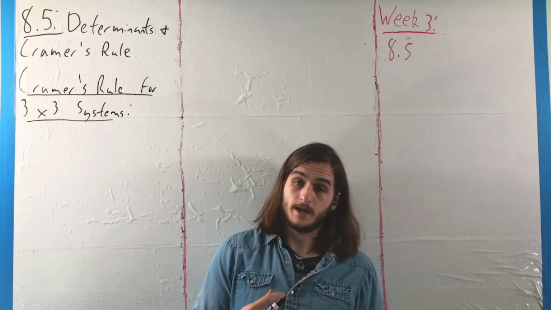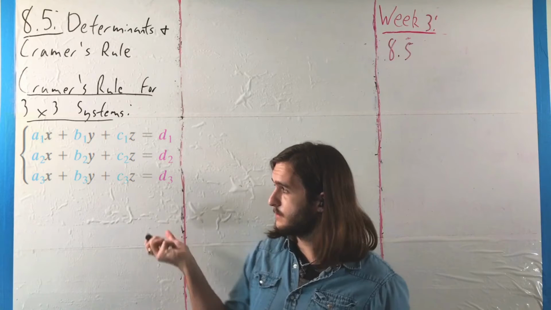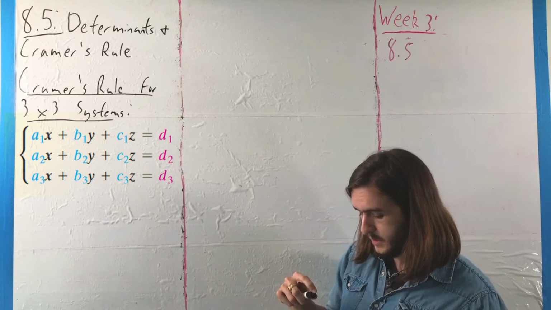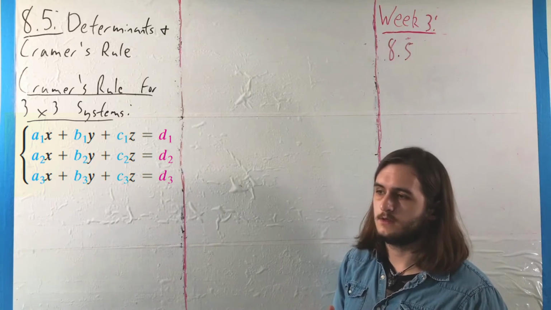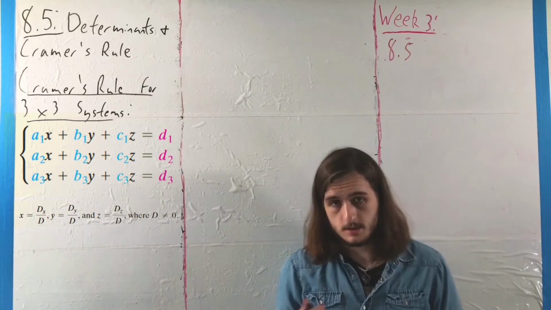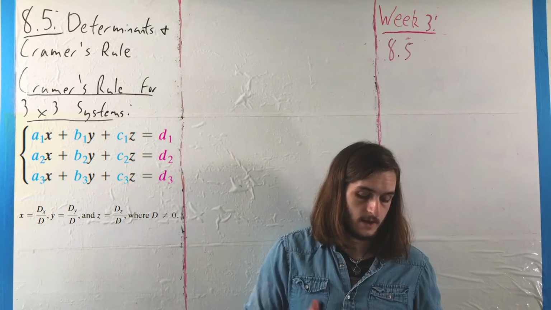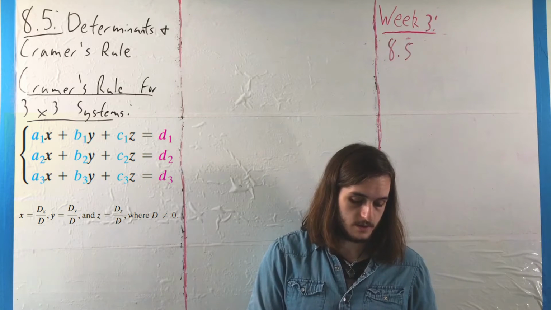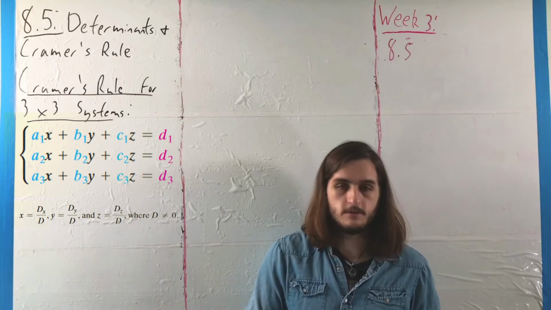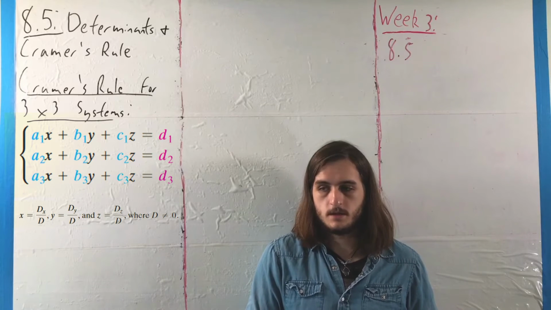So looking at how we can apply determinants, if we have a system like this here, we can form a system of determinant ratios, much like in the 2 by 2 case, where we have x is dx over d, y is dy over d, and z is dz over d for non-zero determinant d.